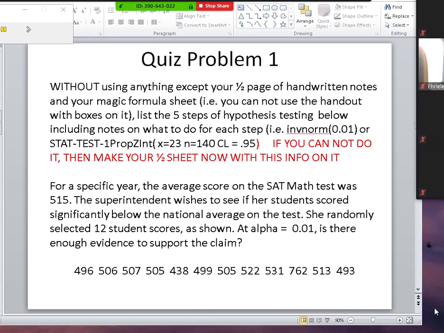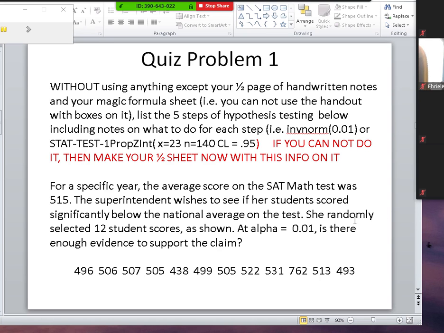For a specific year, the average score on the SAT Math test was 515. The superintendent wishes to see if her students scored significantly below the national average on the test. She randomly selected 12 students' scores as shown. At alpha 0.01, is there enough evidence to support the claim?